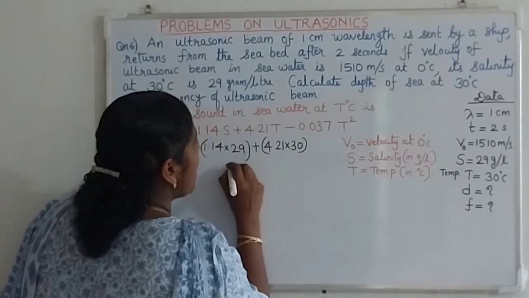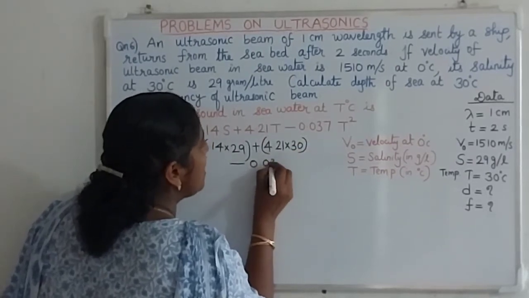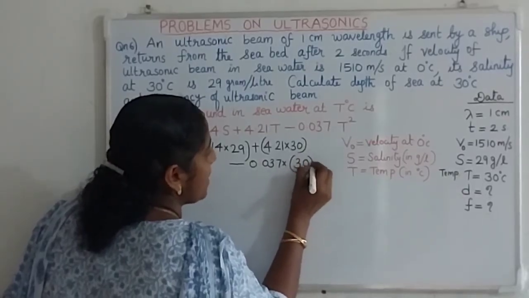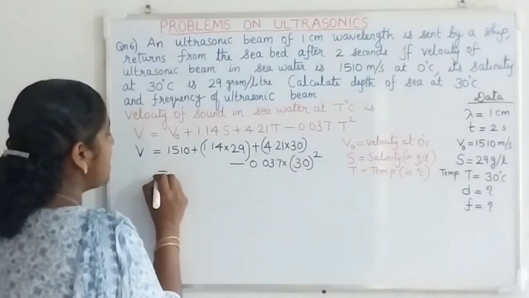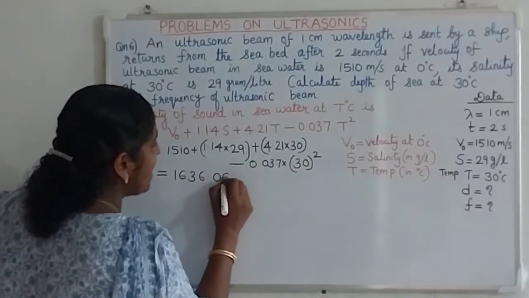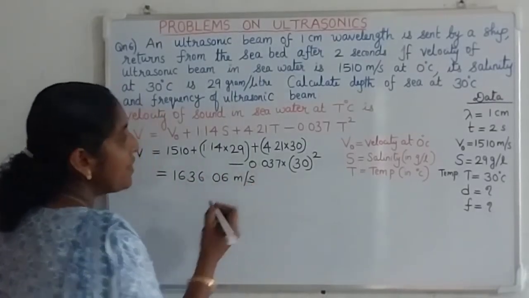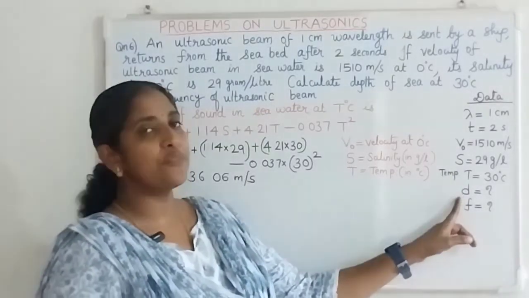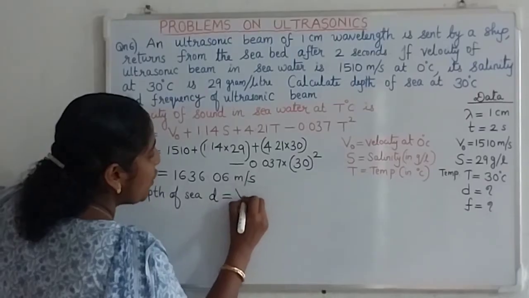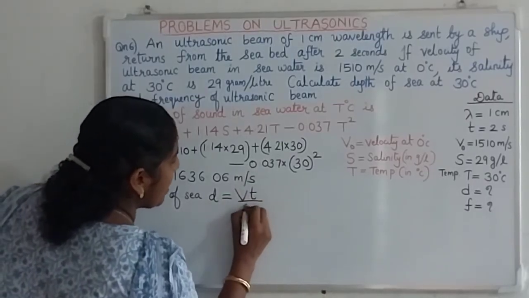minus 0.037 into temperature square, that is 30 square. On calculating this, we will get it as 1636.06 meter per second. Now, what do we want to find out? The depth of the sea. What is the depth of the sea? That is equal to Vt divided by 2.